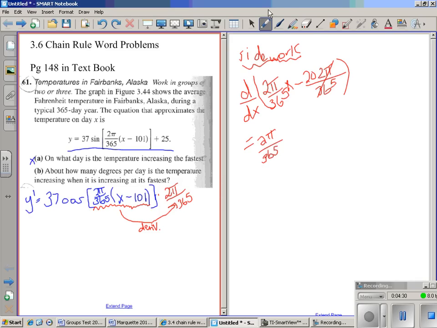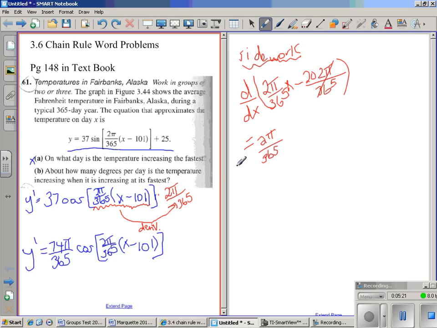All right, so that is the derivative, that is my y prime. So I have y prime, and I'm going to move this 2 pi over 365 to the front just to make it a little more concise here. So 37 doubled, or times 2, is 74 over 365 times cosine of the quantity 2 pi over 365 times x minus 101, end parenthesis. So that's my derivative.